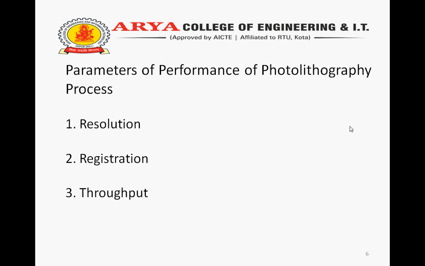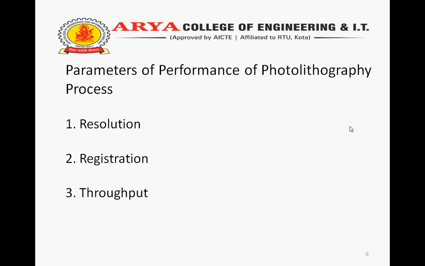Second is registration. It is the measure of overlay accuracy from layer to layer. Good measurements of registration are statistical in nature. If the registration errors are completely random, the mean error is 0. The width of registration error distribution is measured by a figure like 3 sigma, which is a good indicator of overlay performance.